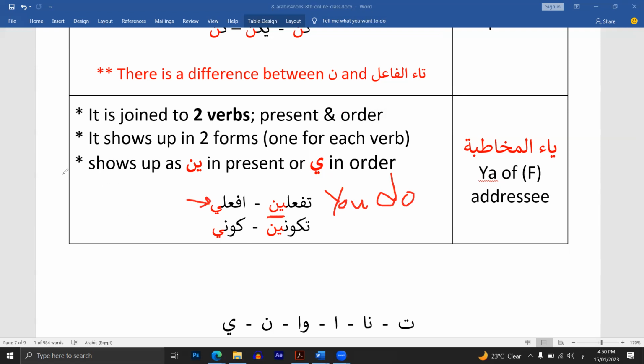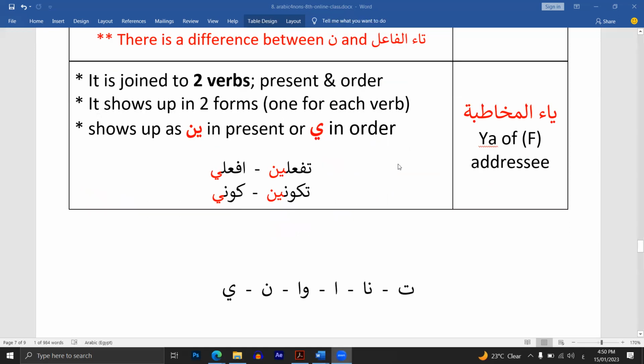افعلي. If I'm giving her a command, the noon will be removed. Do. Okay. And also with كان, تكونين, present and command only. تكونين. You are. Okay. كوني. Be. So it will only show up for one person, which is singular feminine.